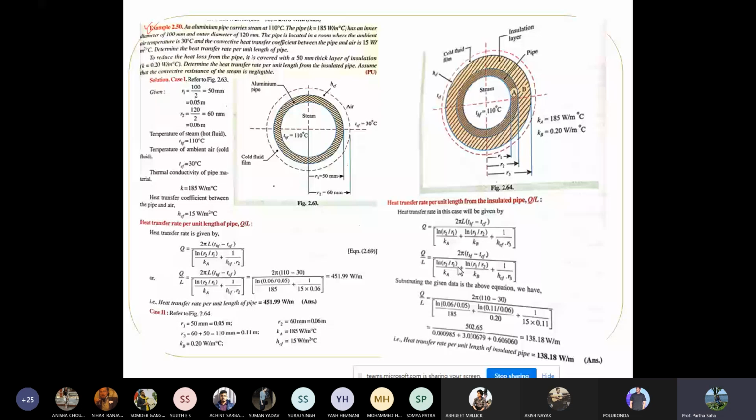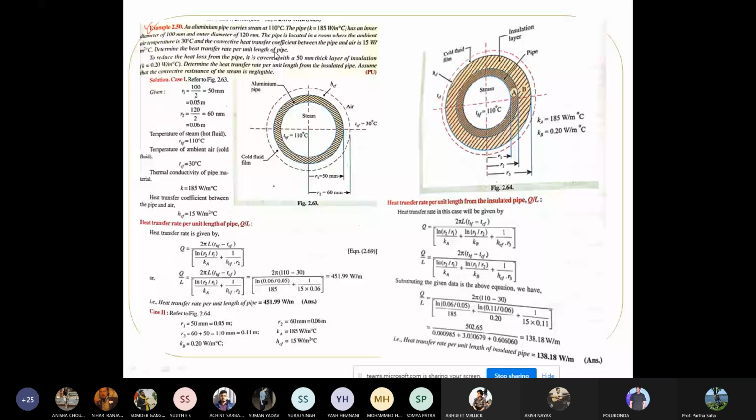To reduce the heat loss from the pipe, it is covered with a 15 millimeter thick layer of insulation, with K 0.201 watt per meter C. Determine the heat transfer rate per unit length from the insulated pipe. Assume the convective resistance of the steam is negligible. So there are two parts: one is no insulation and the second part is with insulation.